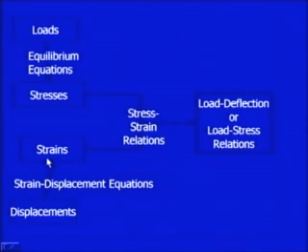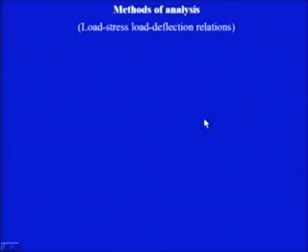These are two consecutive components: wherever the stresses are there, strains are always associated with them. So what is the exact relation? Now we need to define the stress-strain relations: what kind of load application there is, what kind of deformation there is, and what the relation is between stress and strain. It is also termed the load-deflection or load-stress relationship. So now, the methods of analysis under the load-stress or load-deflection relations.